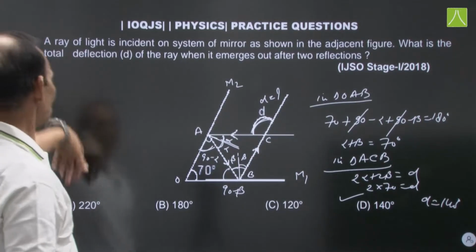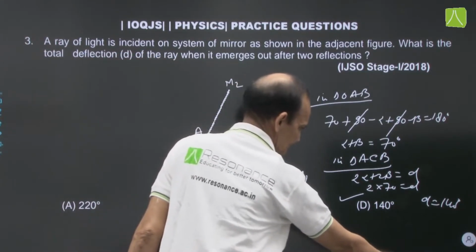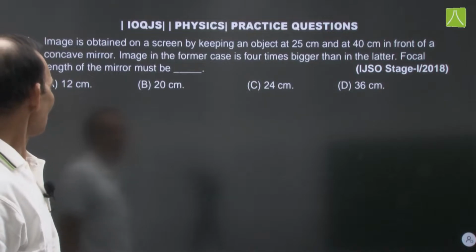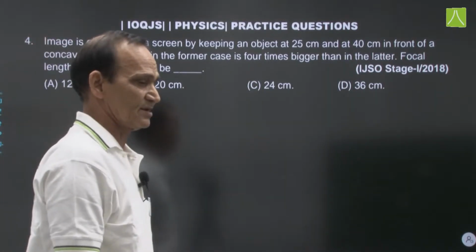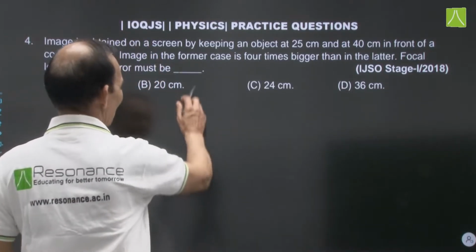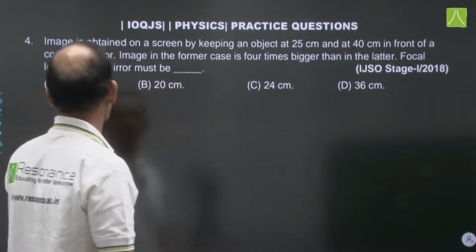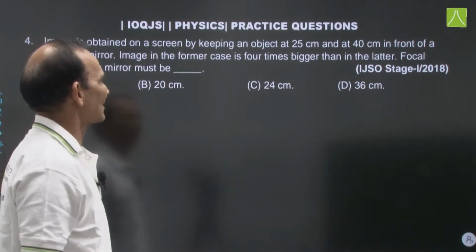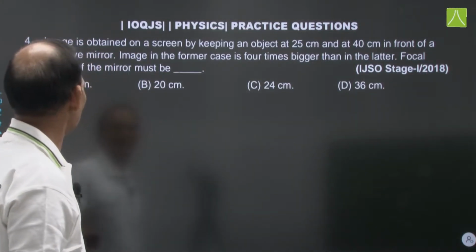Okay. This was the question number 3. Now the next question is number 4. Image is obtained on a screen. On a screen means image is real, by keeping an object 25 centimeter and 40 centimeter in front of a concave mirror. Image in the former case is 4 times bigger than in the latter. Find the focal length of the mirror.